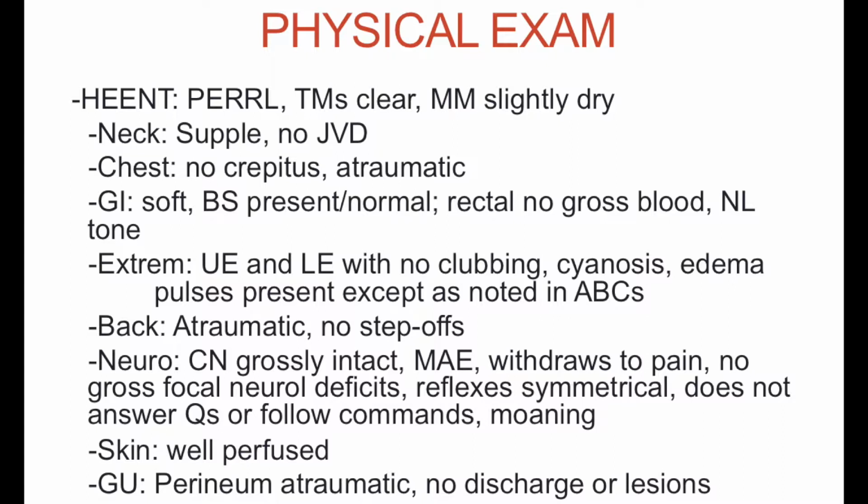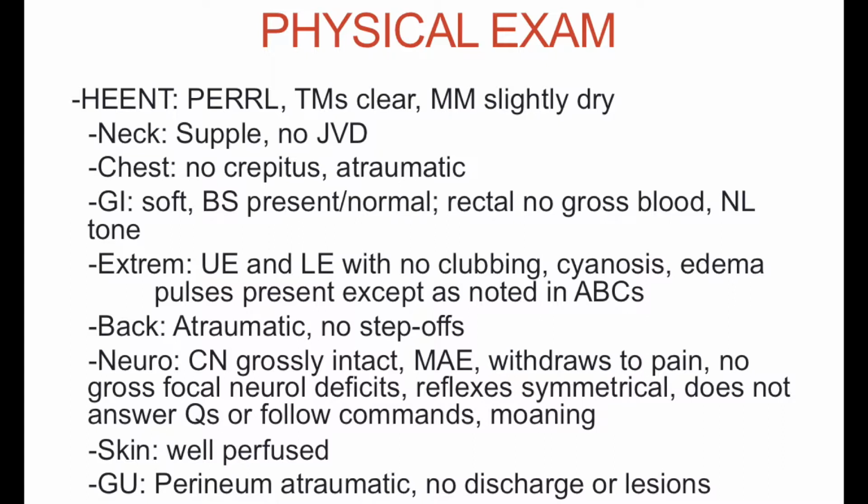Neuro exam, the very most important part of this exam. Cranial nerves, we typically will say 2 through 12. We exclude 1, which is the sense of smell. So 2 through 12 are intact, moving all extremities. Patient withdraws to pain. There's no focal gross neurological deficits. Reflexes are symmetrical, but patient does not answer any questions, is not following commands, and patient is moaning, which we'll go into next with our GCS scale.